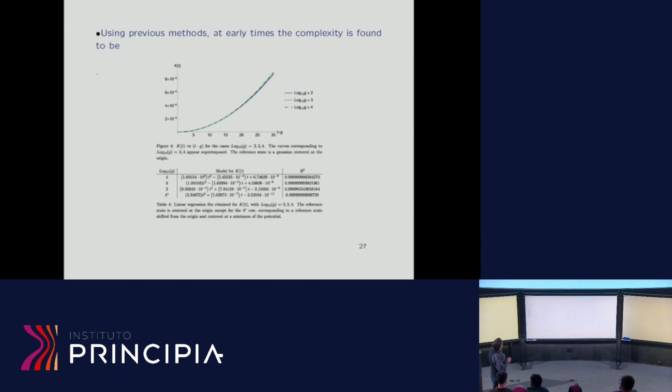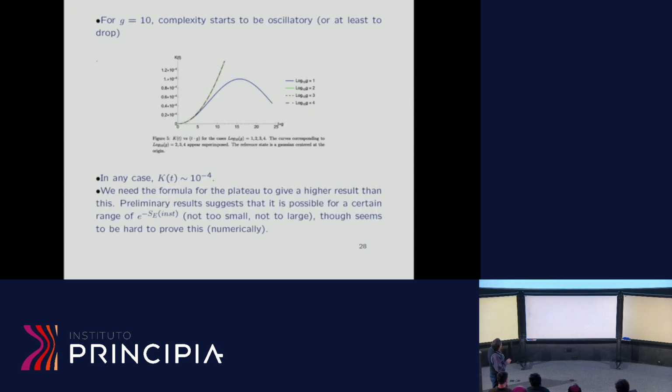And here we have just some preliminary results for the early time complexity. It seems to go to about the order of 10 to minus 4. Never mind what it is. In some particular case, for a particular small coupling, excuse me, we see that this becomes perhaps oscillatory. So I don't know. There's something to be understood there.